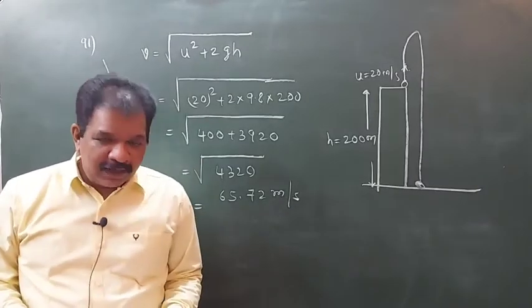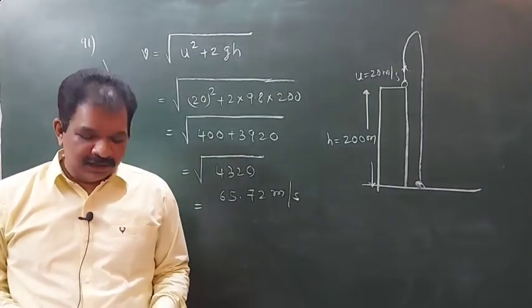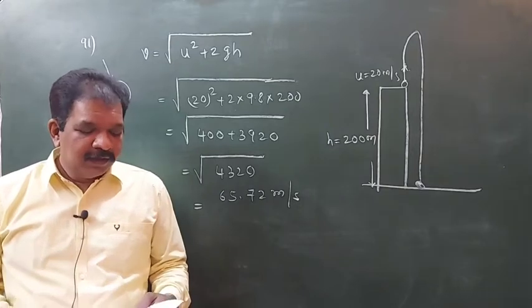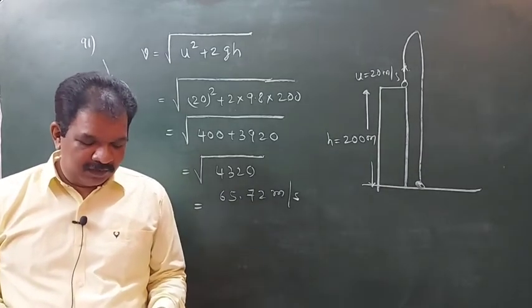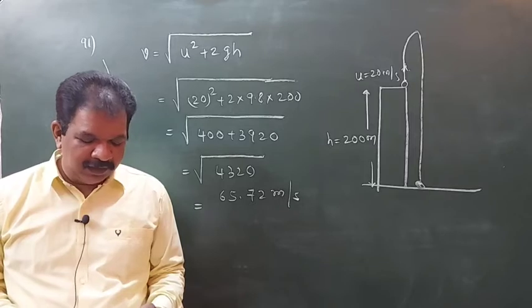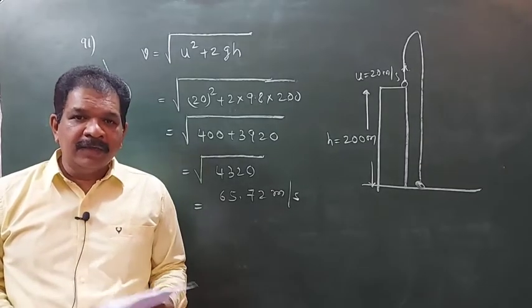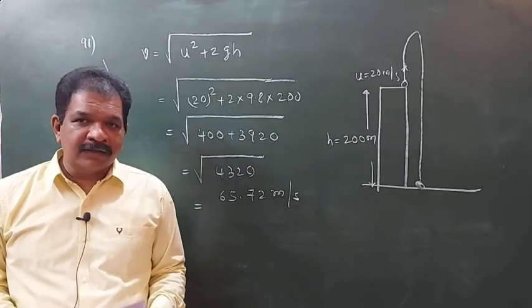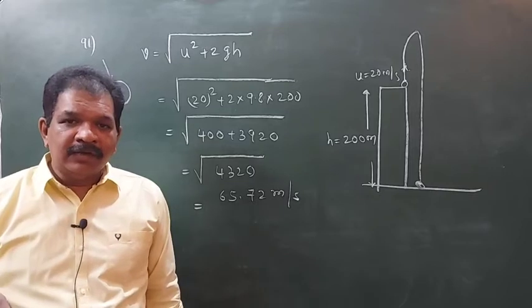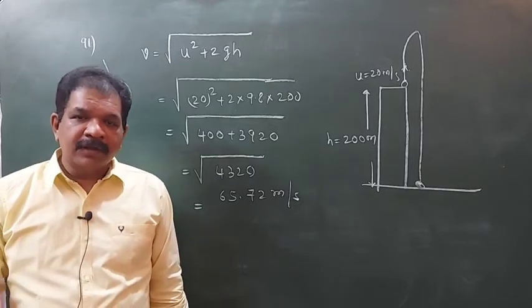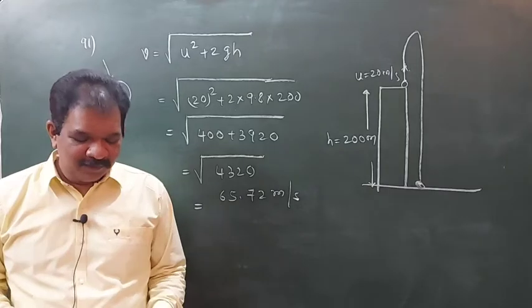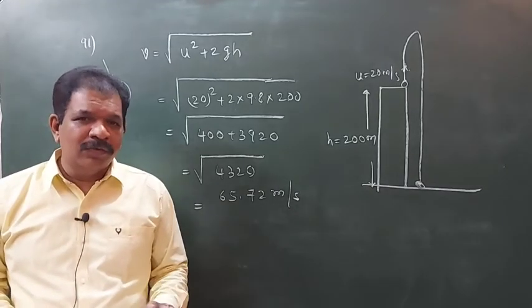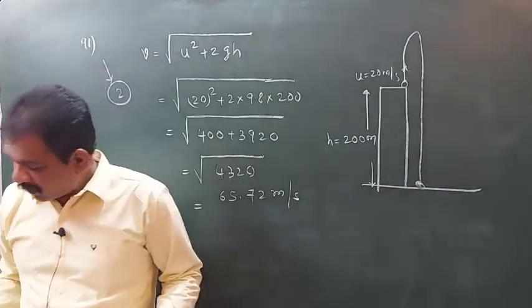Clear? 92 is a graphical question, leave that question. 93, 94, 95, 96, 97, 98, all are based on the relative velocity concept. Already I told you, graphs and the relative velocity concept are deleted from the syllabus. No need to do them, leave those questions. Next.